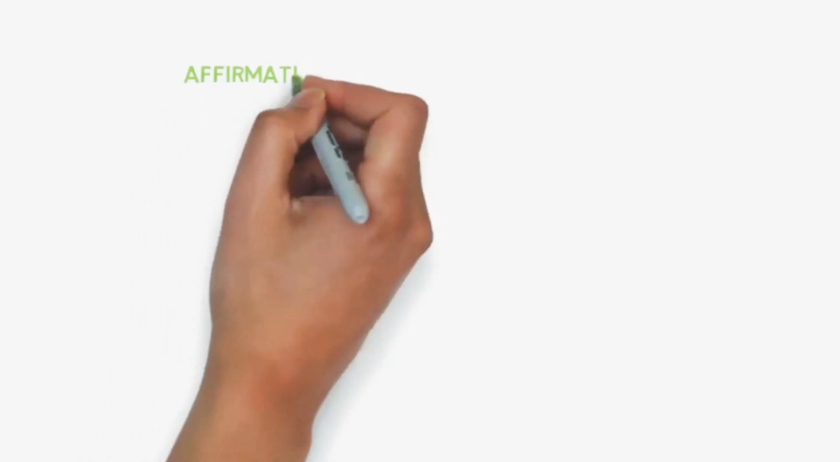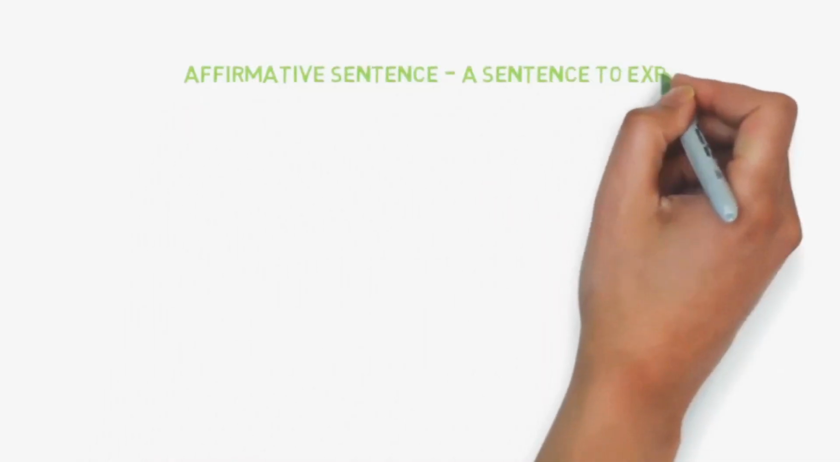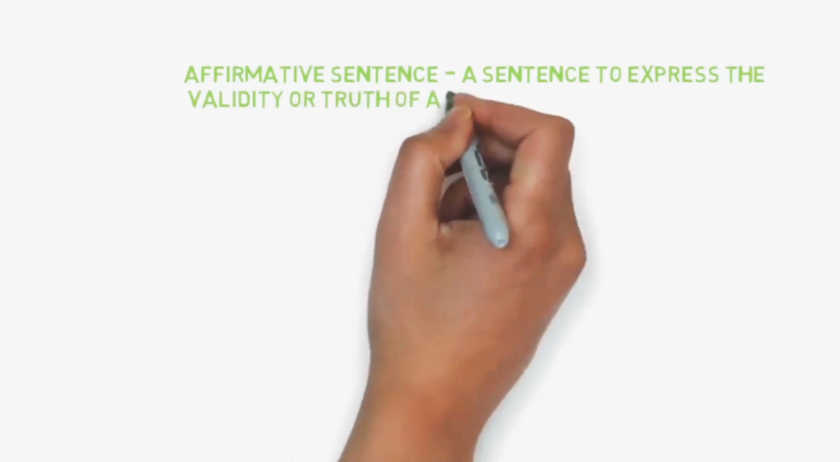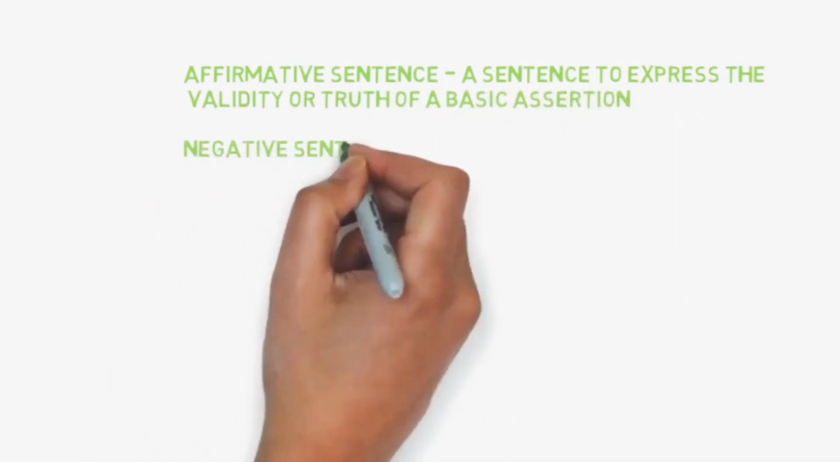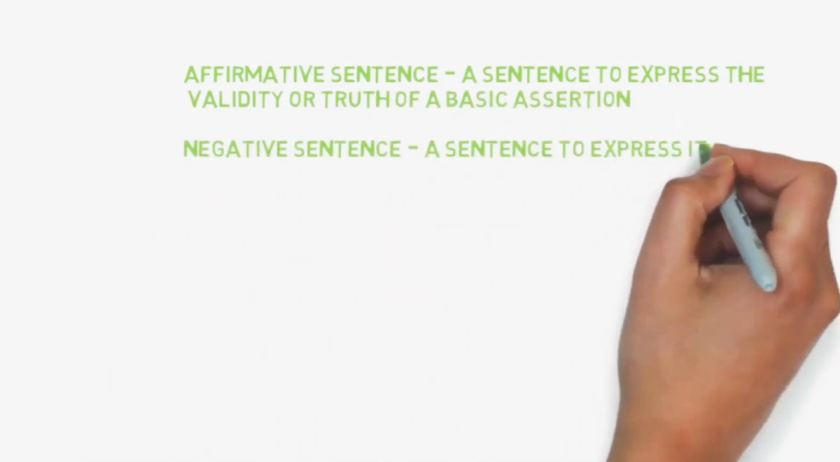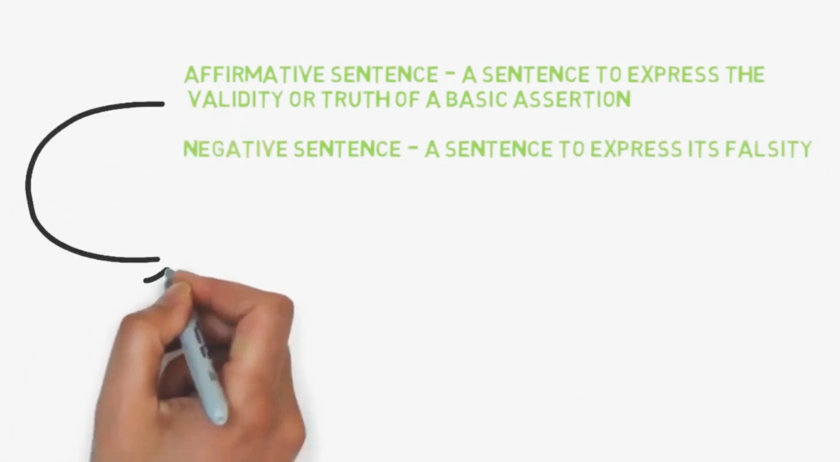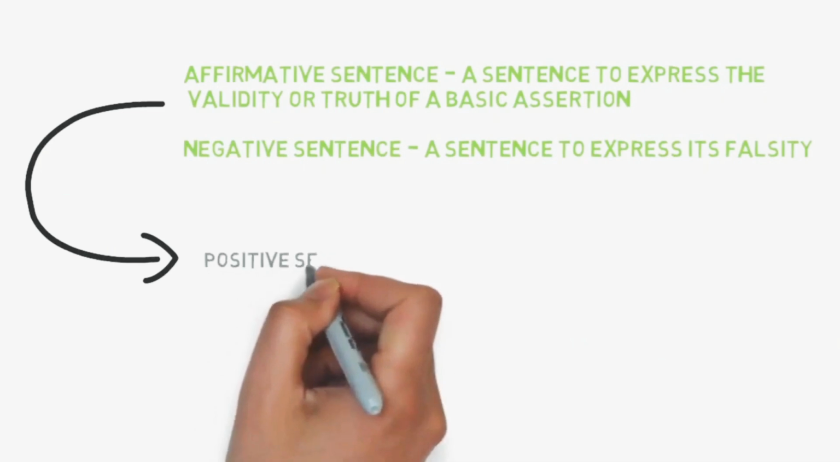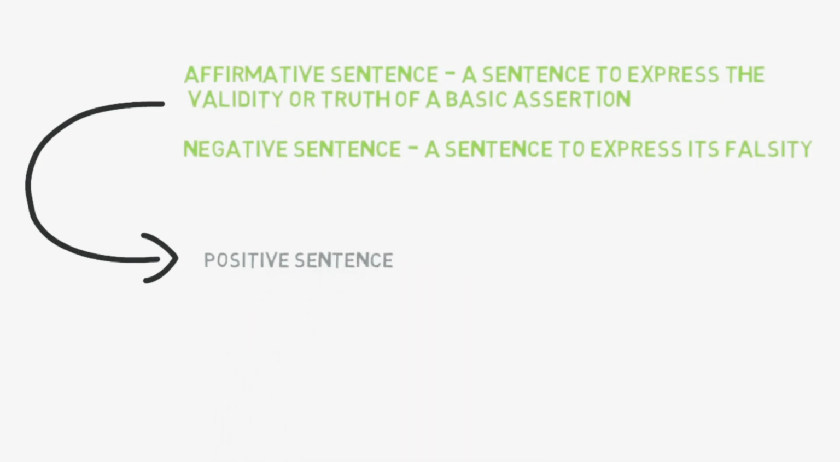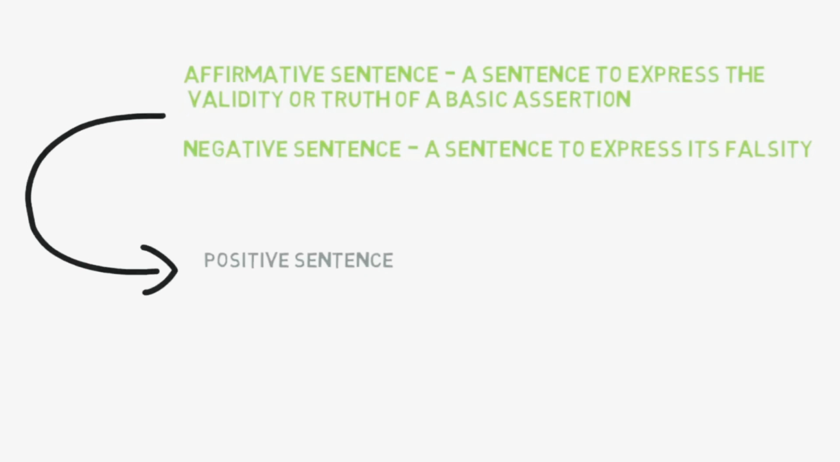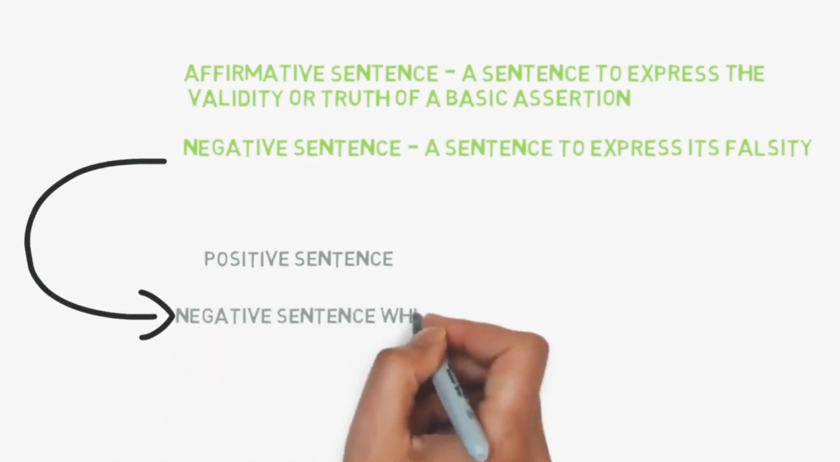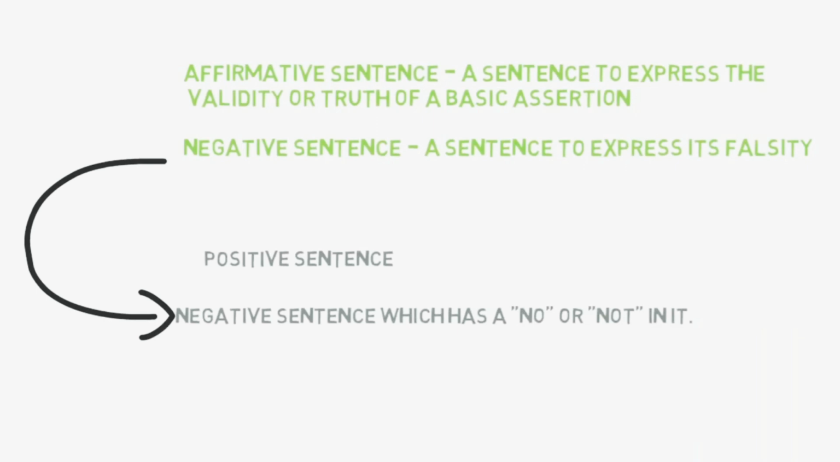Now let's understand affirmative and negative sentences. An affirmative sentence is a sentence to express the validity or truth of a basic assertion, and a negative sentence is used to express its falsity. To put it into simple words, I would rather say affirmative is a positive sentence and negative is a sentence which has no or not in it.